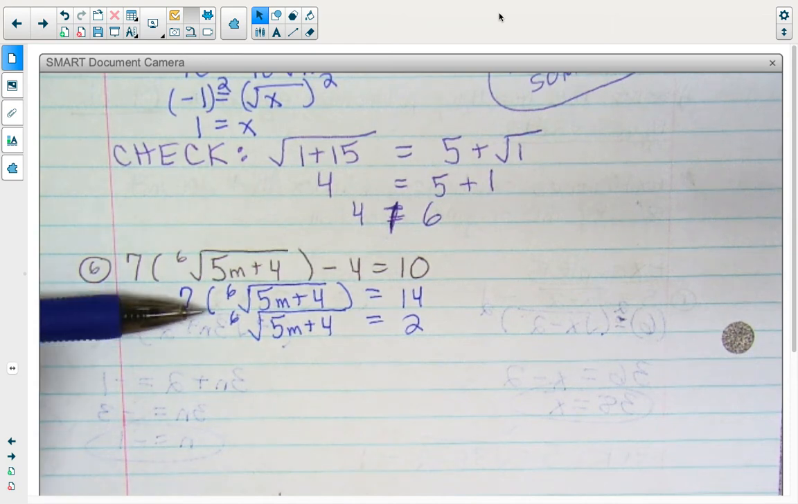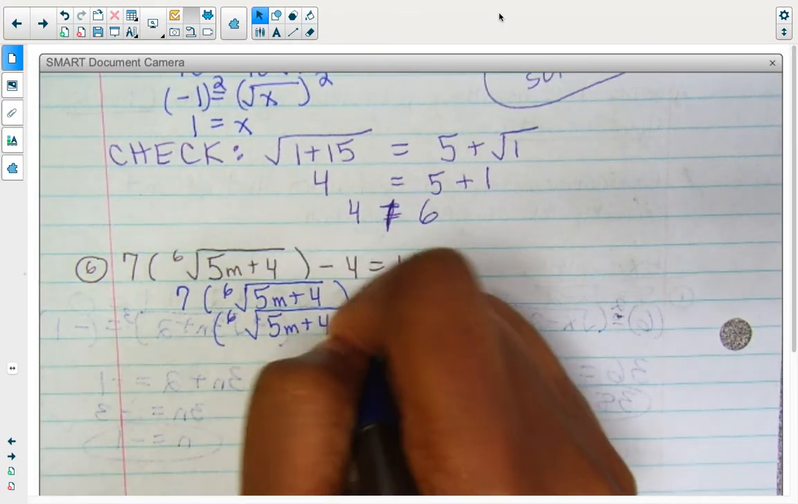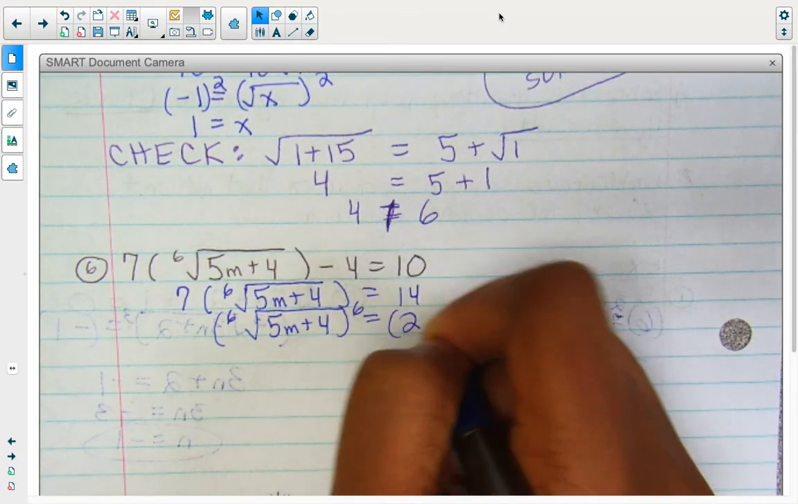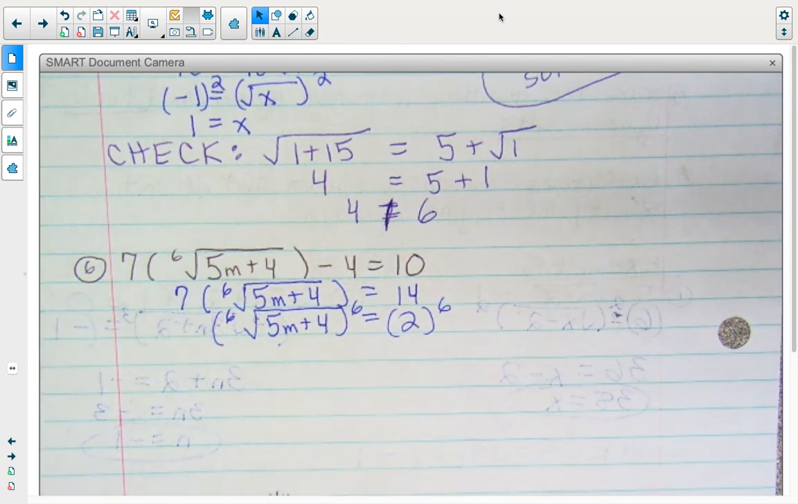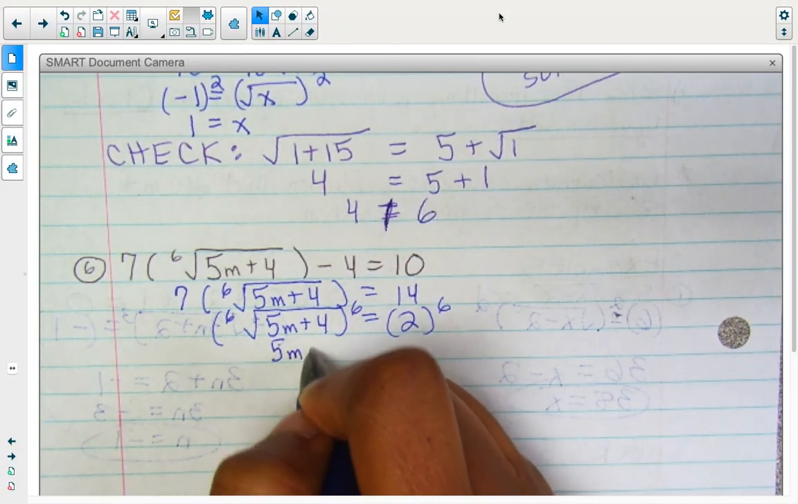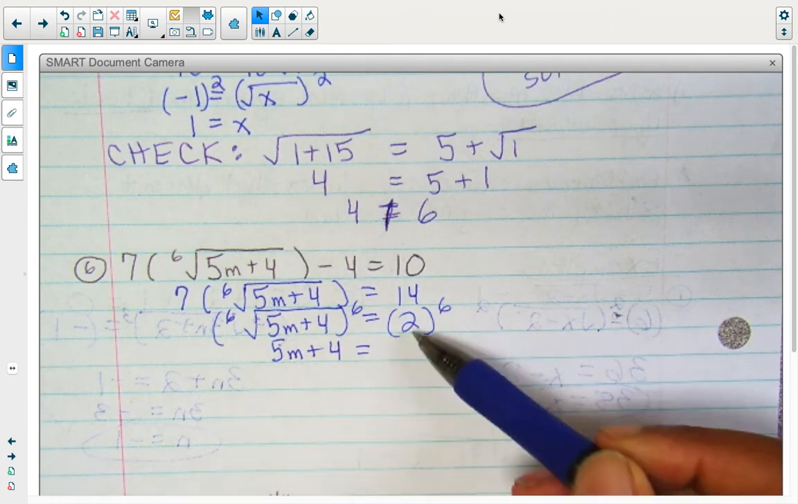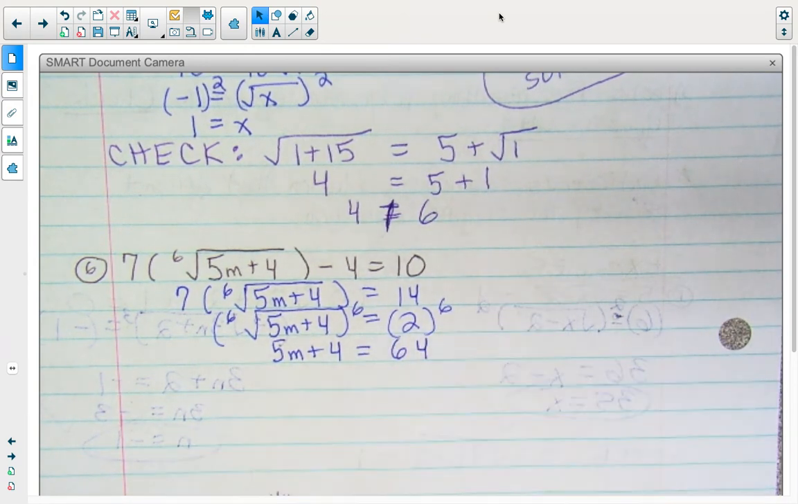Now, I need to get rid of my index. The index is the little number on the outside. So the little number is a 6. So I need to raise each side to the 6th power. So we're raising each side to the 6th power so that it can undo this index that's here. So now that cancels. We're left with 5m plus 4. 2 to the 6th power, you can type it in the calculator. That's 64. And from here, we go through and solve our equation.